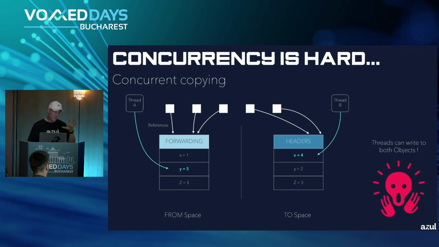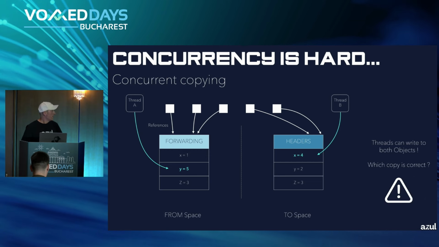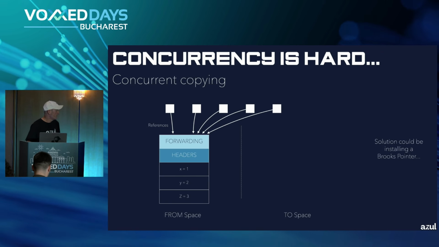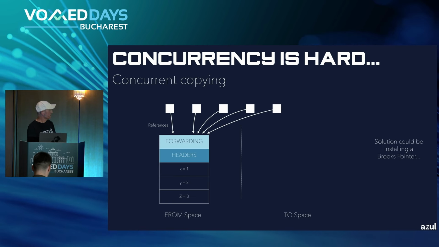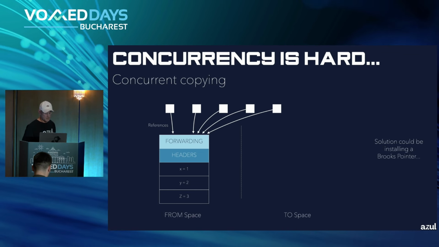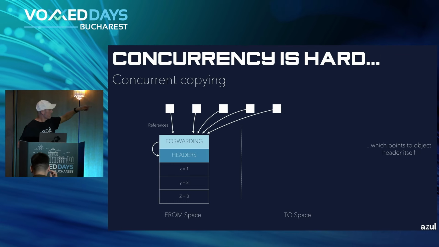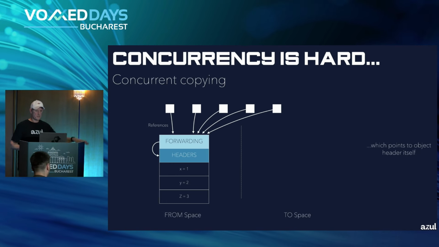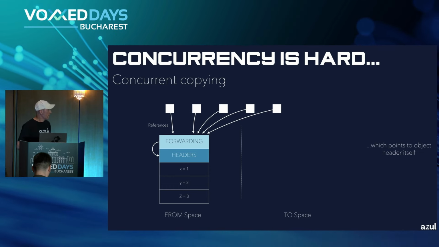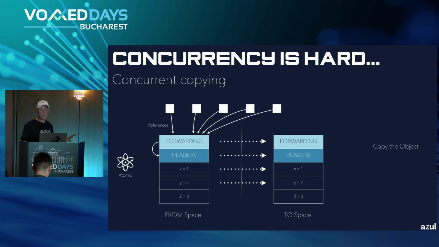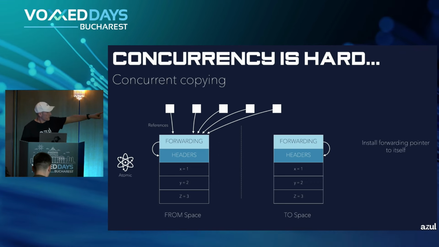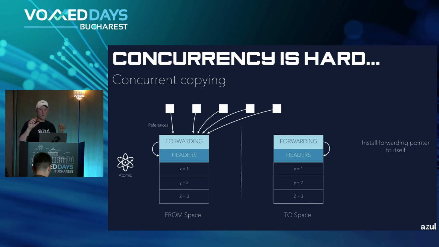There is one solution, there are multiple, but we just take a look at one. That's the so-called Brooks pointer. This is also used in the Shenandoah collector. If we use the Brooks pointer, then what we do is we install an additional pointer, a forwarding pointer, on top of the object header. And this one just points to the object header itself, so it doesn't make sense at all. If you see that, then okay, what's the point? It gets interesting once we copy the object, and this is an atomic operation now, which is very fast. And then this forwarding pointer points again to the object itself.